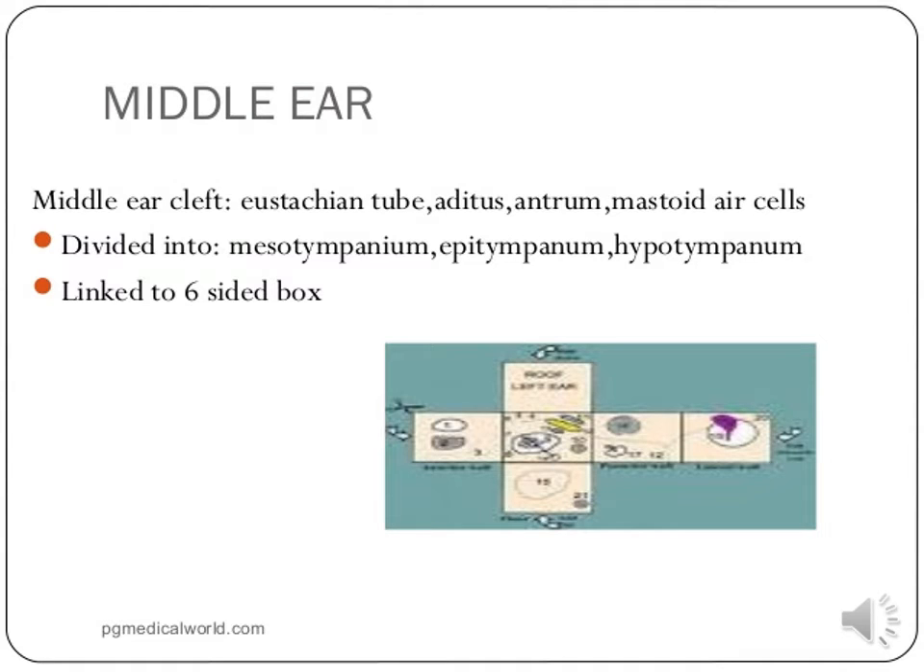Now, after finishing the tympanic membrane, we go to the inside of the ear. There is the middle ear. The middle ear is a cavity called the middle ear cleft. Its parts are the Eustachian tube, auditus, antrum, and mastoid air cells. It is divided into mesotympanum, epitympanum, and hypotympanum. It is likened to a six-sided box.